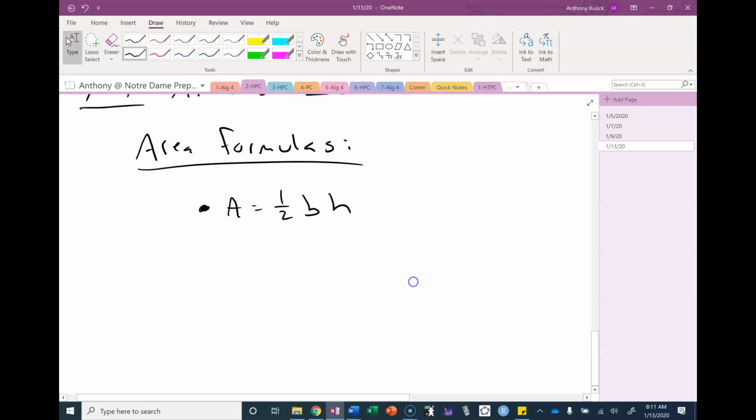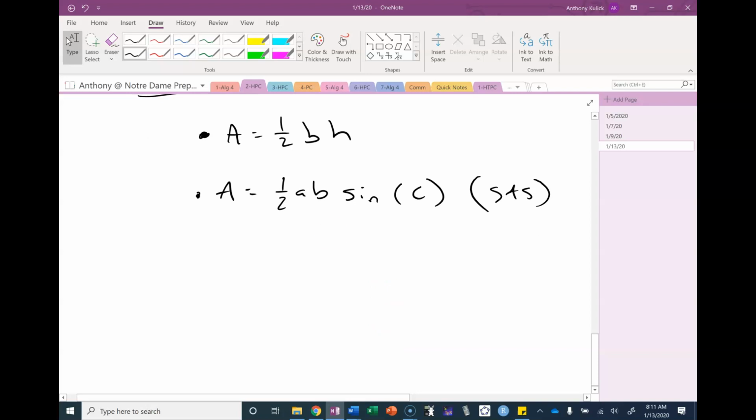So the first formula is area equals 1/2 AB times sine C. So this is like a side angle side situation in which you'd want to use this. So let's see why that formula works.